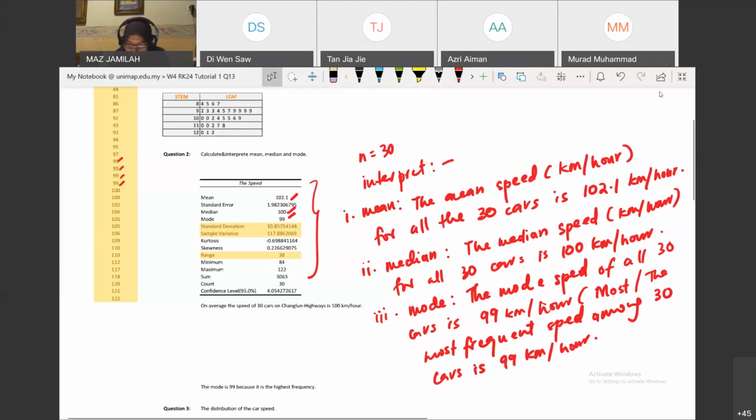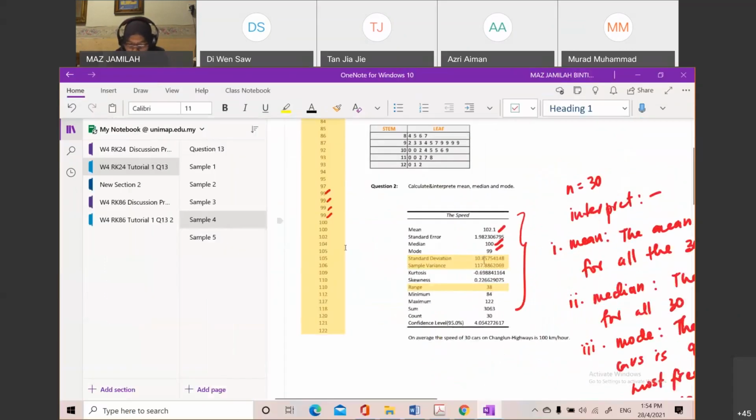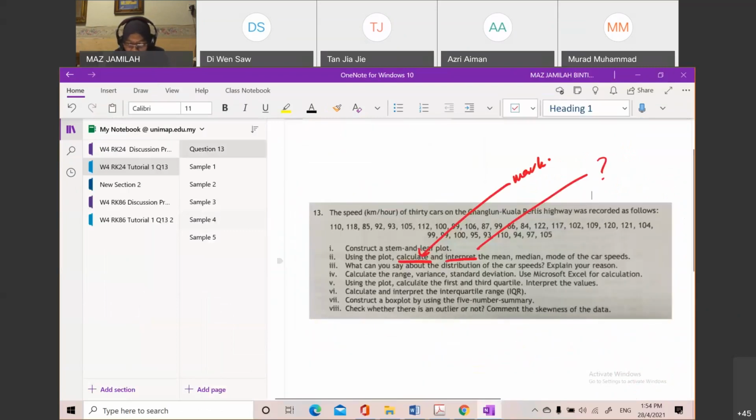Okay, any question, class, for the second question? Now, third question: what can you say about the distribution of the car speed? Explain your reason. When you have this kind of question, you will go back to the answers in your previous questions. The first refers to your stem plot, and the second is based on the measures of central tendency: the median, the mode, and the mean.